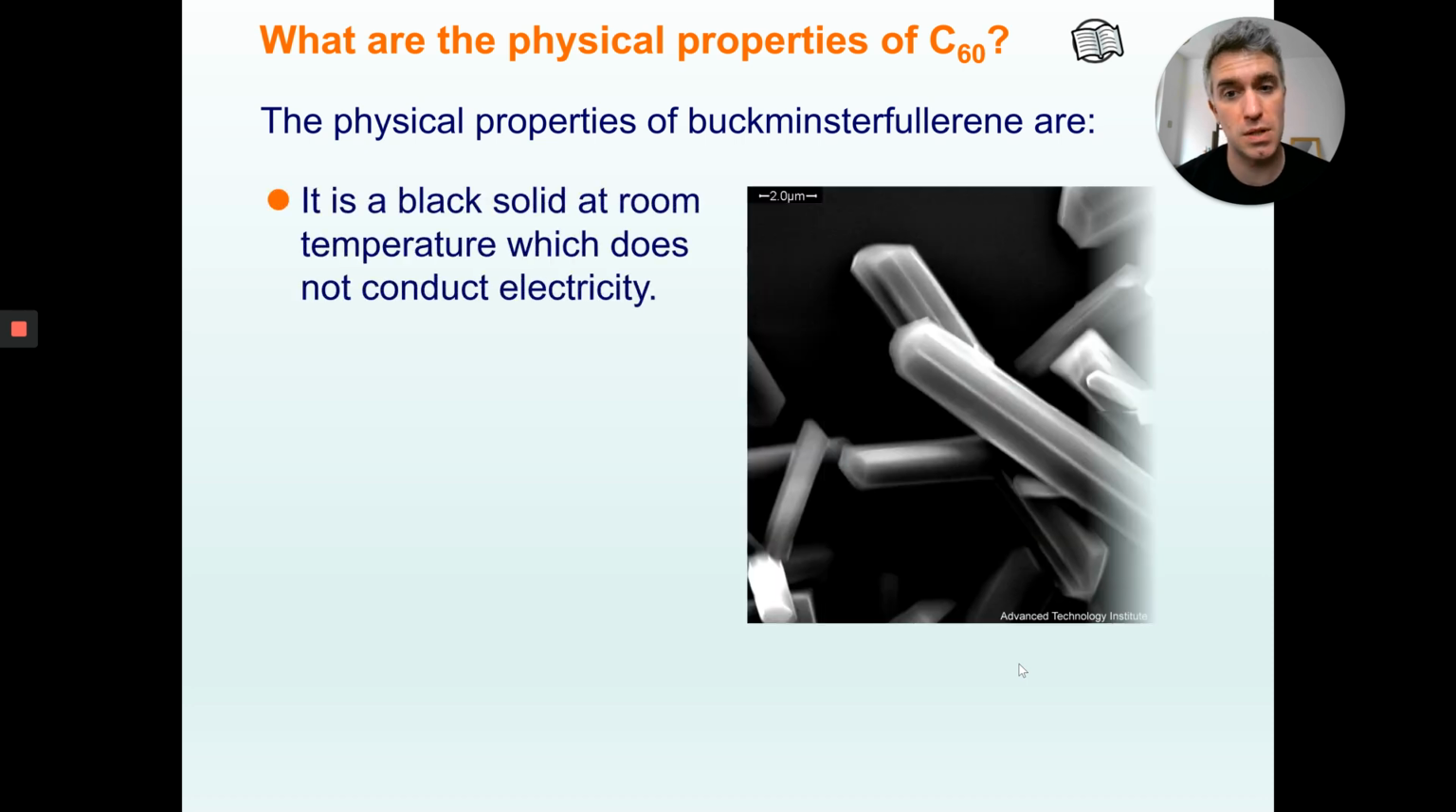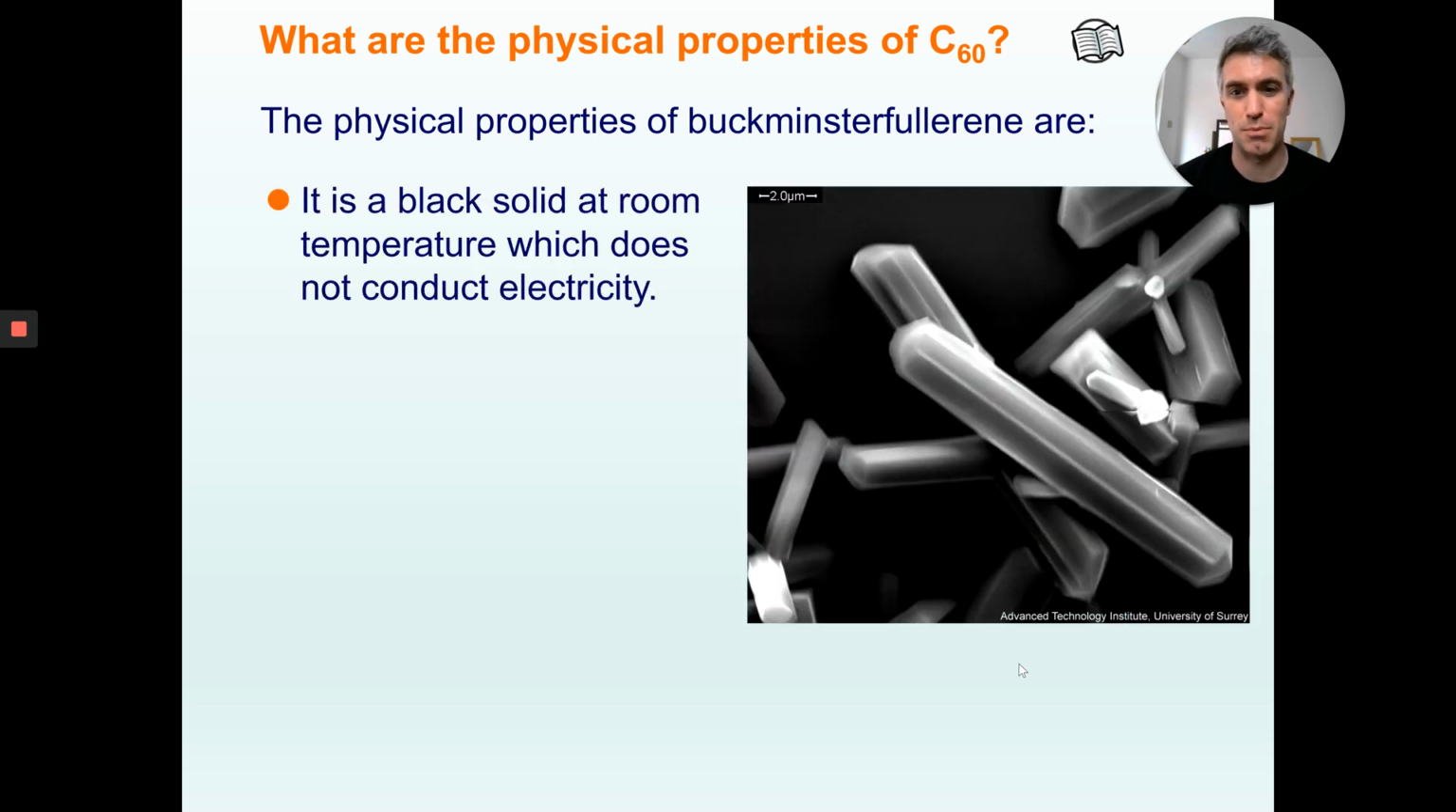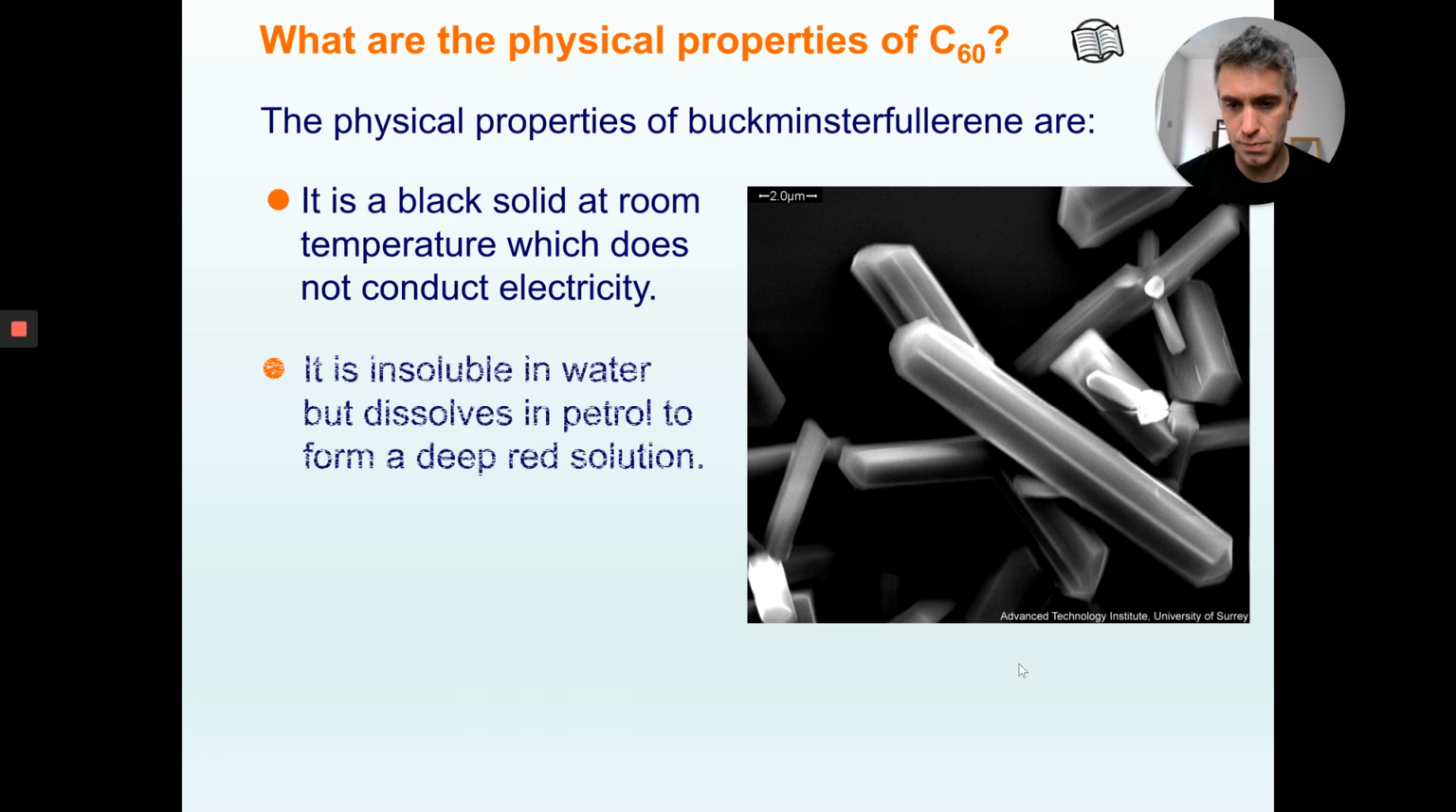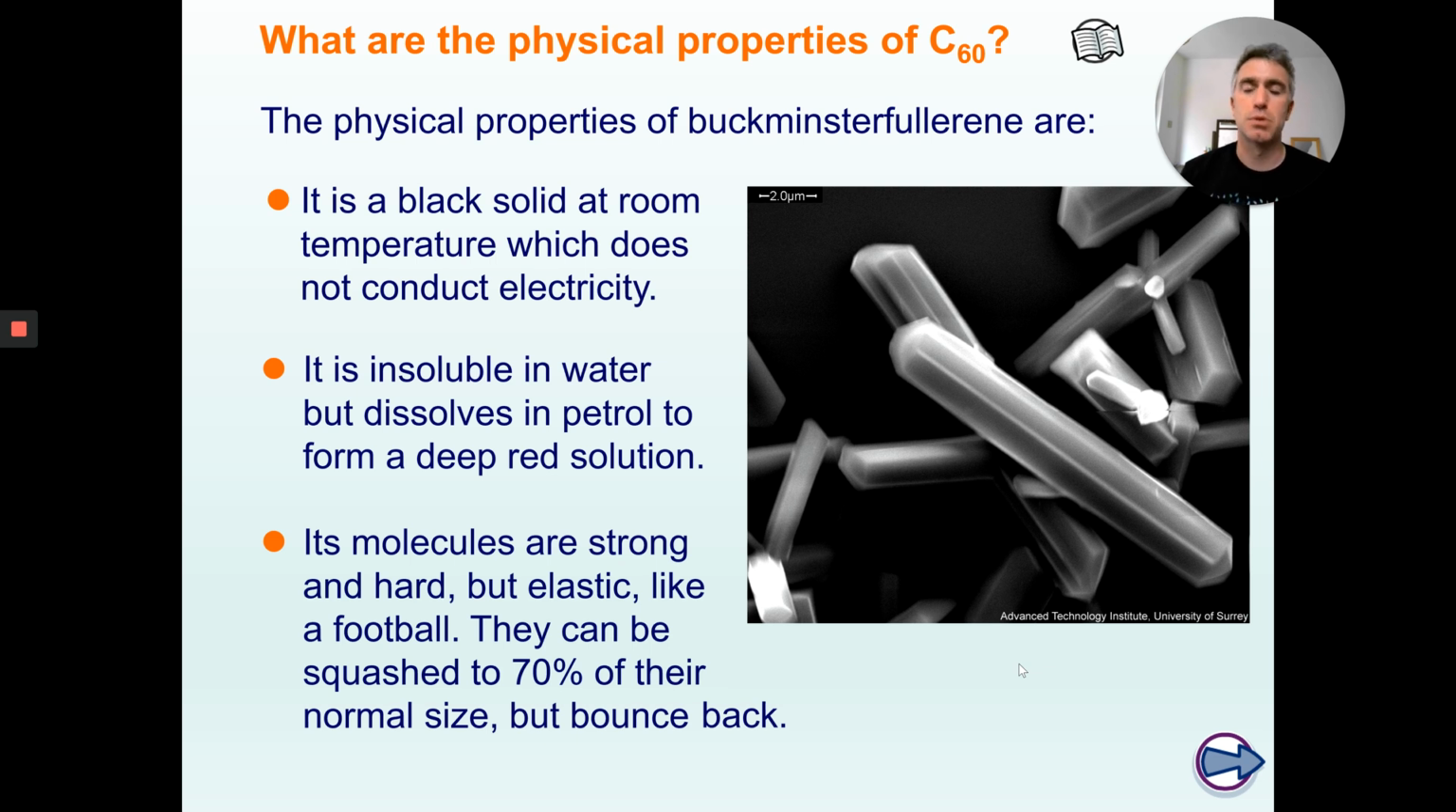The properties of Buckminsterfullerene are that it's black at room temperature and solid. It will not dissolve in water, but it does dissolve in petrol. Handy. But the most important thing about these is they are incredibly strong. Relative to their size, they are stronger than all other known materials, and you can squash them by about 70% of their normal size, and they will just boing back to the original size.